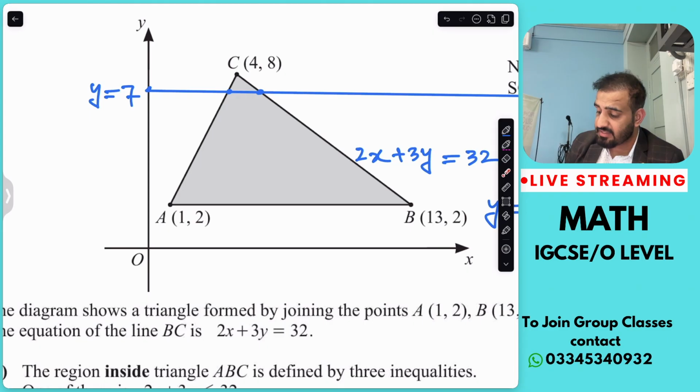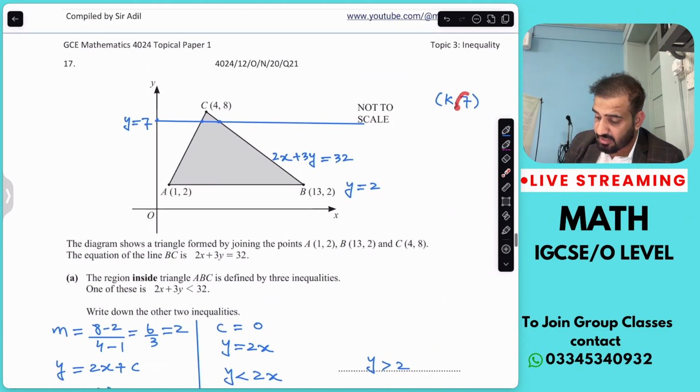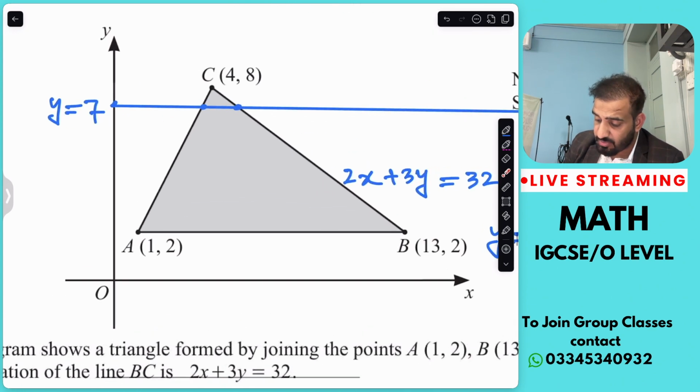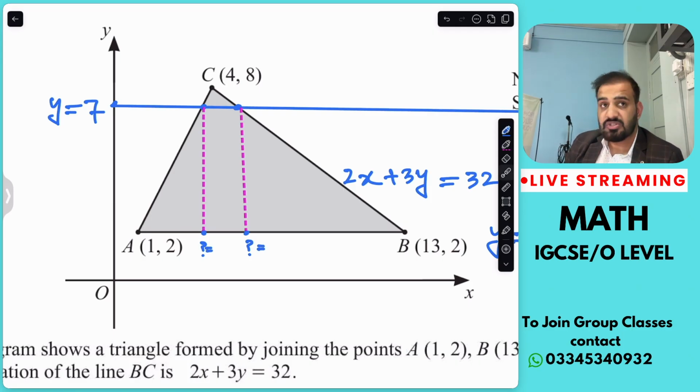Because it has the y coordinate 7, it cannot be that the point lies outside the triangle. So these are not the possibilities, okay? If the point lies inside the triangle, it has to be somewhere in this position. Now I am interested to know what my corresponding x values are. So it is so simple.